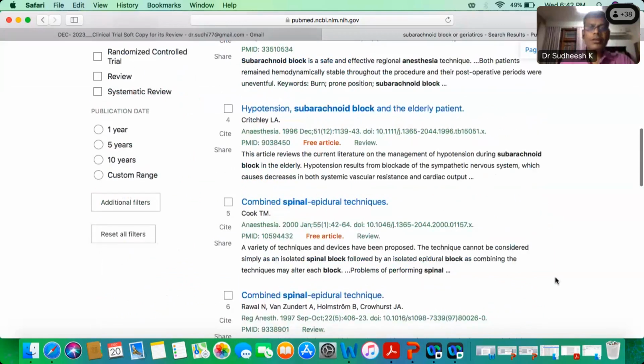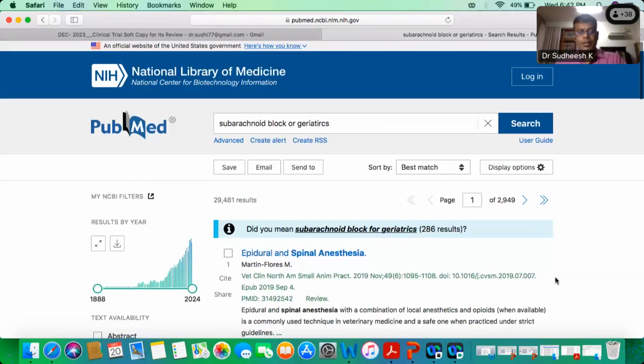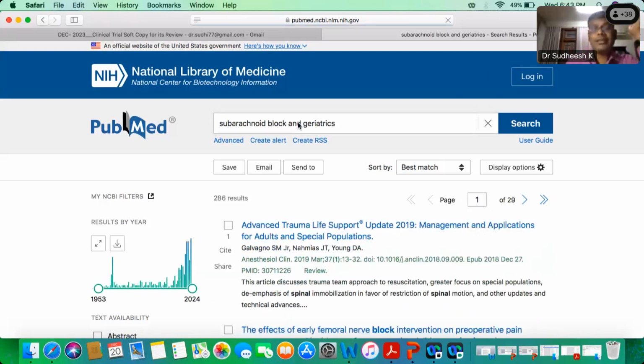So instead of OR, I put subarachnoid block NOT geriatrics. If I put it that way, it will talk only about subarachnoid block, with no article which has both subarachnoid and geriatrics. So it will not show those articles in which subarachnoid and geriatric patients are involved. This is the importance of understanding the Boolean terms. So I put AND again, and you can see the number of results is only 286. So it's easier to read 286 articles.